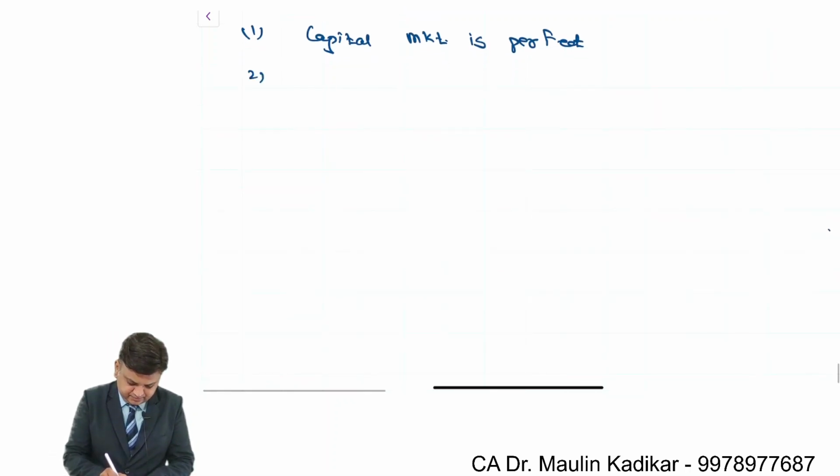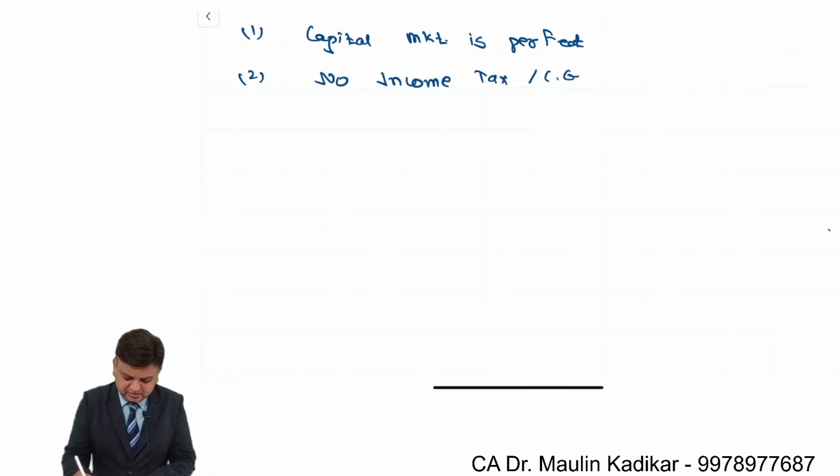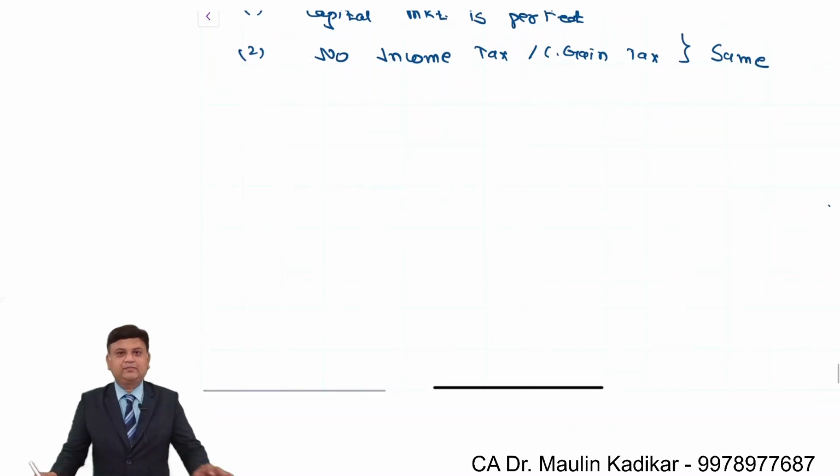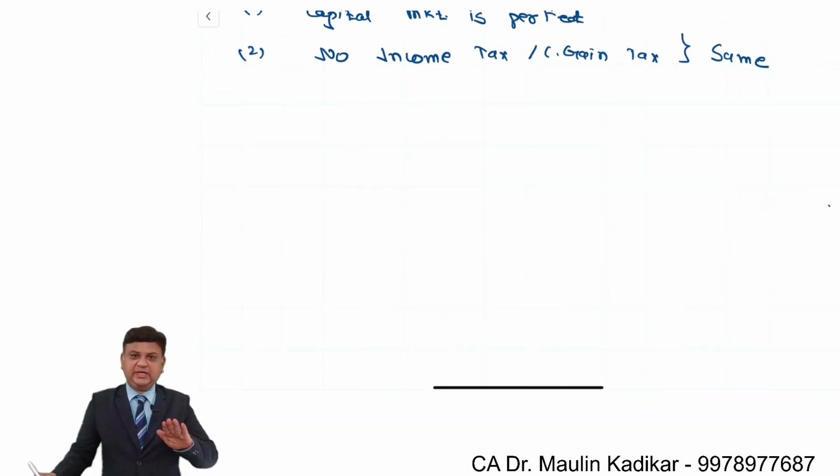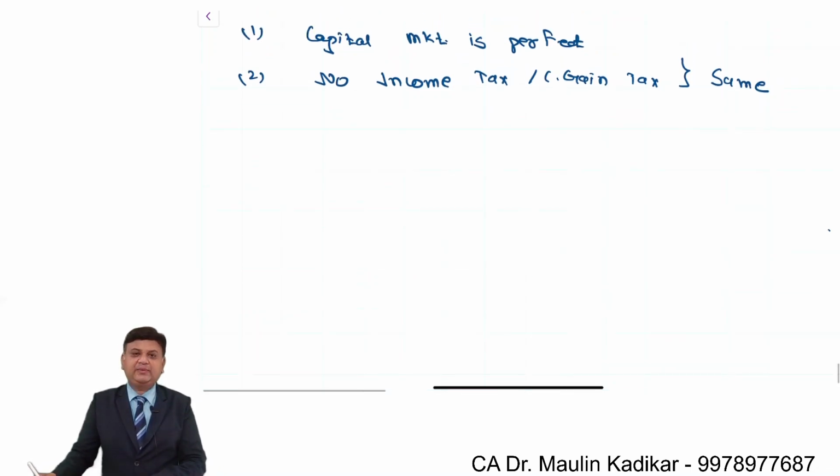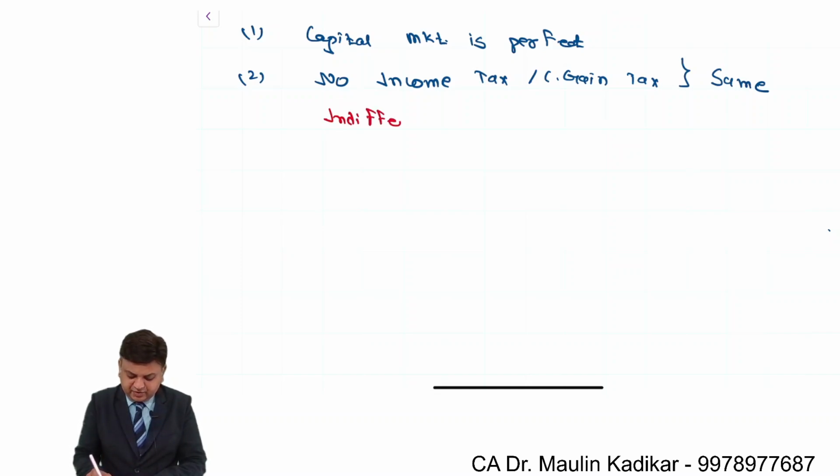Second, there is no income tax or capital gain tax, and if it is there, then both of them are the same, in a way that there is no tax discrimination. Because of this, what will happen importantly, friends? The investors will be indifferent whether the investor is getting return in the form of dividend income or in the form of capital gain.